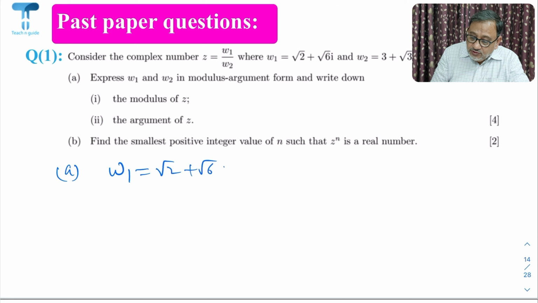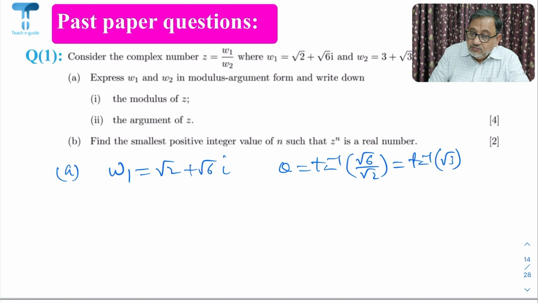Root 2 plus root 6i. Okay, so what will be theta here? Tan inverse of root 6 by root 2, and root 6 by root 2 will be tan inverse of root 3. And tan inverse of root 3 is pi by 3. So this is the argument.